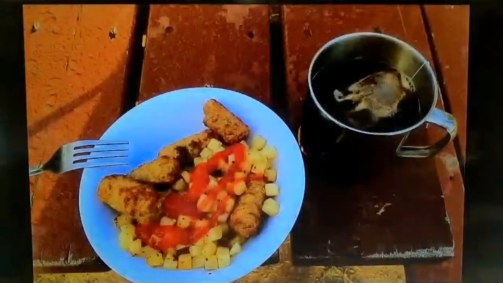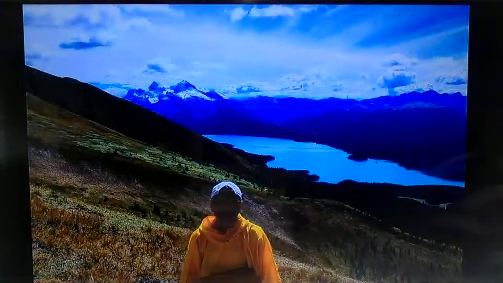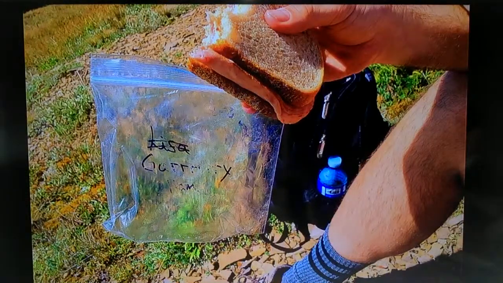Yeah, we got a rainbow, camping, hood. Yeah, some beautiful scenery. The name of the lake is Marine Lake. Yeah, we are having lunch.